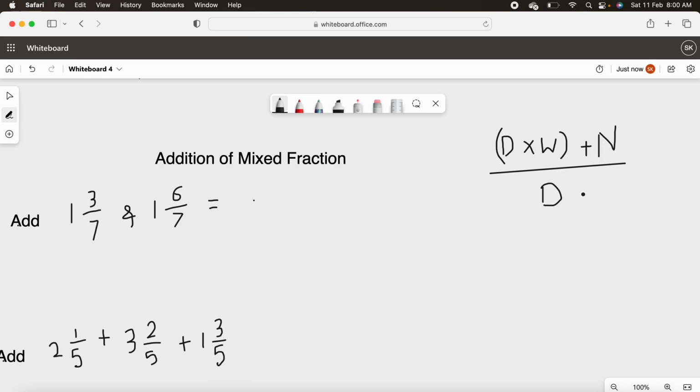So why do we use this formula? To convert this mixed fraction into an improper fraction. Now just start inserting these numbers into this formula, right? So the first step, guys, look at this. 1 3 by 7, correct? 1 3 by 7. Okay, what am I doing?